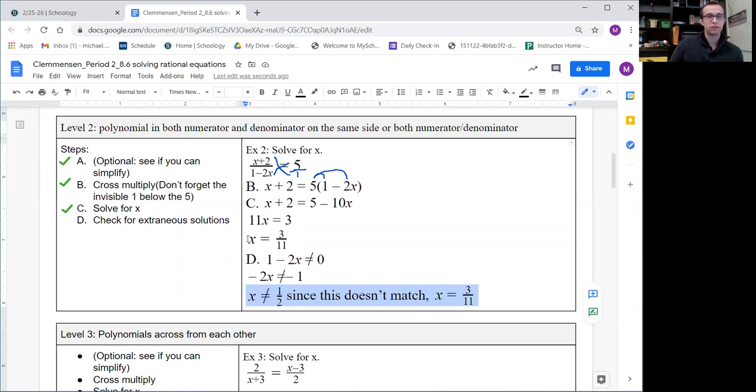Now this is the step that I have to check. I need to see if this, x equals negative 1/2, and this match. If they match, then it's an extraneous solution. If they don't match, since this does not match, x equals 3/11 is a solution. So again, since they don't match right here, this is a solution. It's not an extraneous solution.